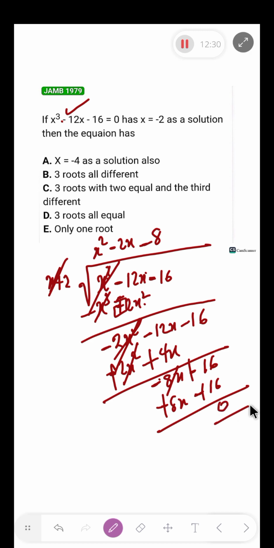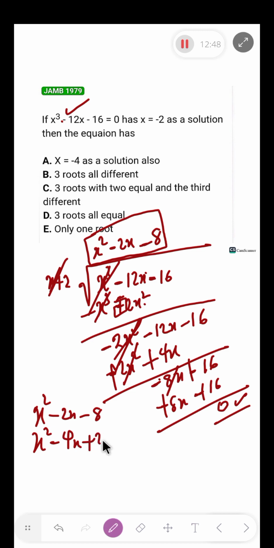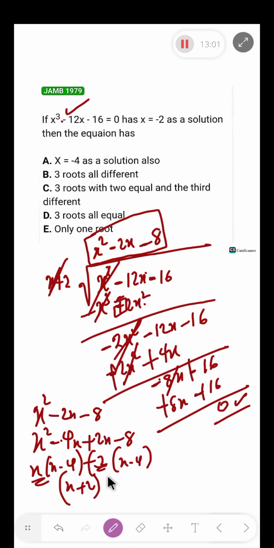Okay, so that means this is what I have left. So you have to solve this quadratic equation to get the rest of the roots. So if you factorize this, I want to factorize x squared minus 2x minus 8. That implies that I will have x squared minus 4x plus 2x minus 8. I'm using minus 4 times 2, that's minus 8. So x is common, I have x minus 4. Plus 2 is common, I have x minus 4. So x plus 2, x minus 4 equals 0. So my x equals 4 or minus 2.